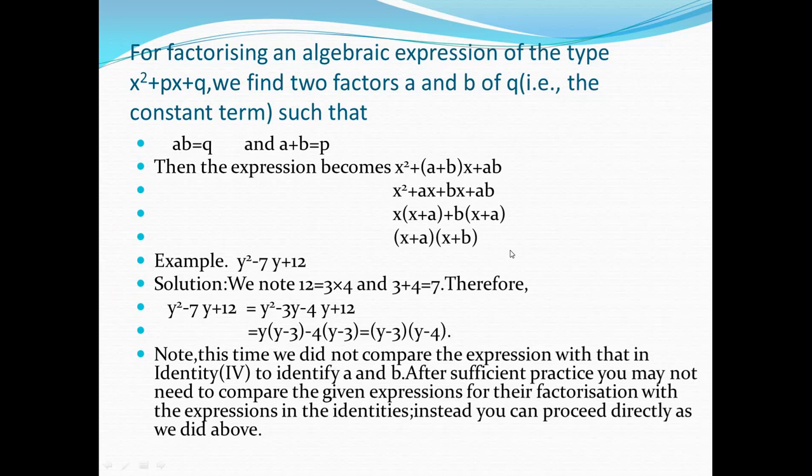So y multiplied by (y minus 3), minus, in the last two terms 4 is the common factor for 4y and 12, so 4 multiplied by (y minus 3). So y minus 3 is the common factor for both the terms. So we can rewrite it as (y minus 3) multiplied by (y minus 4).